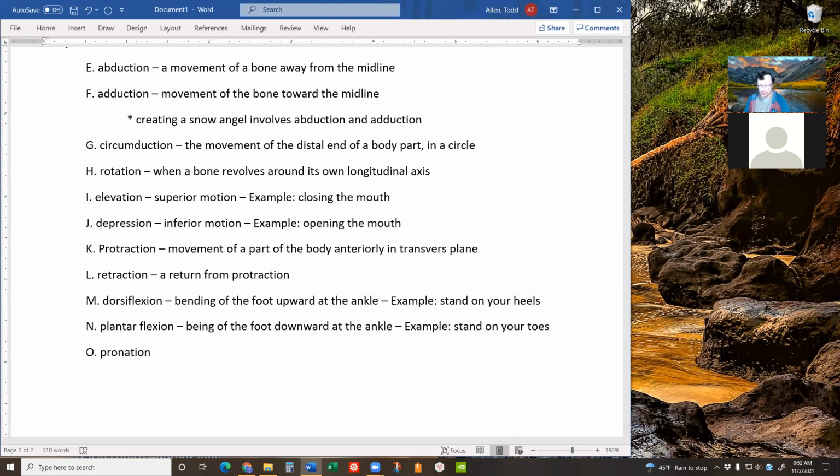So pronation is a motion in which your palms turn posteriorly. Let's see, I want to do this differently. Pronation is the motion in which your palms rotate in such a way so that when they finish their rotation, they are positioned posteriorly, okay?